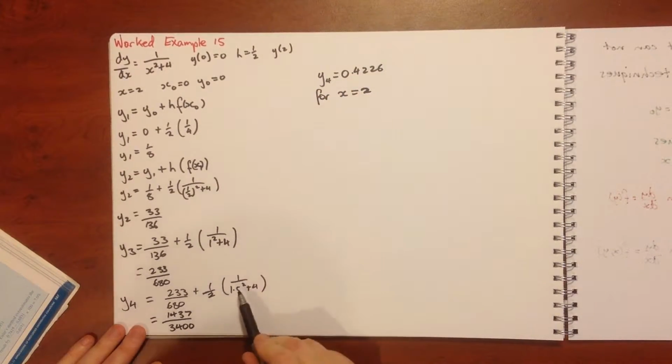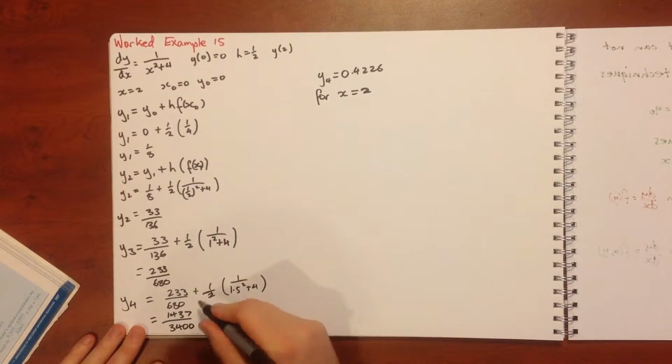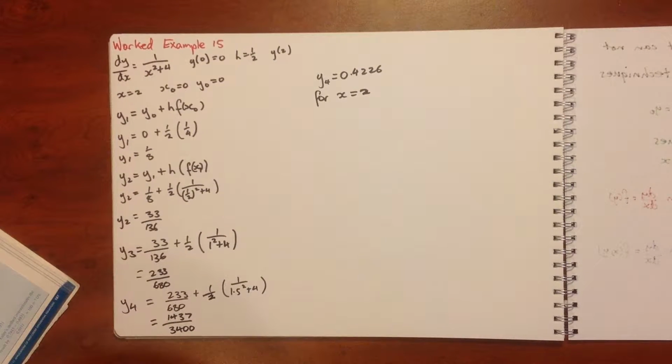We don't actually use x equals 2 in the step to get the approximation for when x equals 2. We only have to use the x value prior.